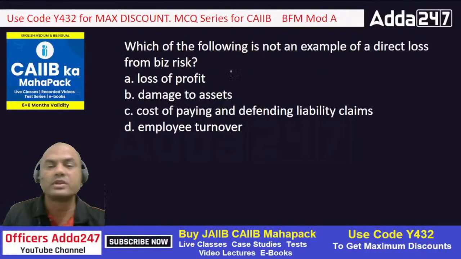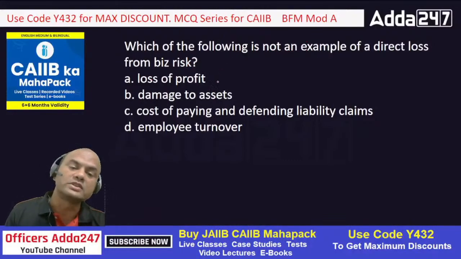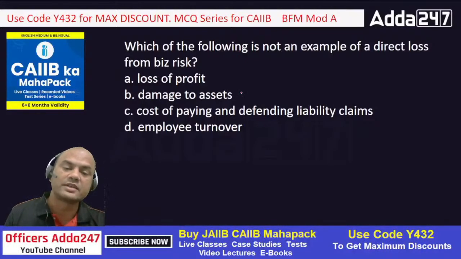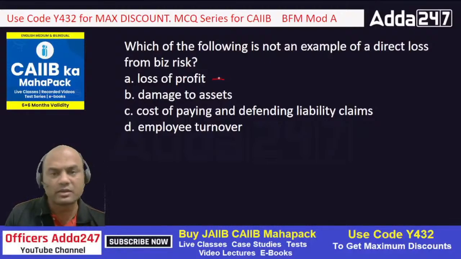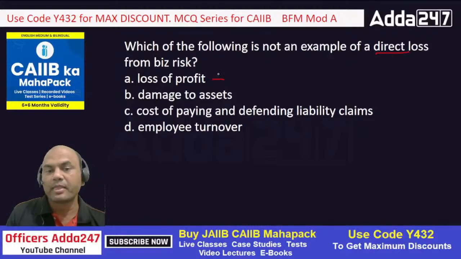Okay. Which of the following is not an example of direct loss from the business risk? Not an example of direct loss. Loss of profit, damage of assets, cost of paying and defending liability claims, and employee turnover. Which of them is not a direct loss to me? Loss of profit means my money goes down. Simple. Loss of profit means I am in the negative cash now. So is this a direct loss to me? Yes or no?